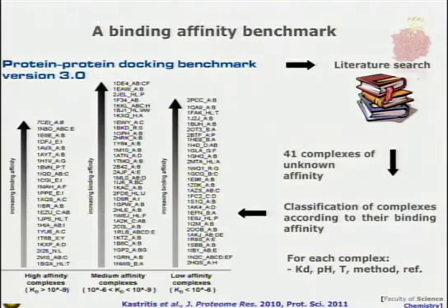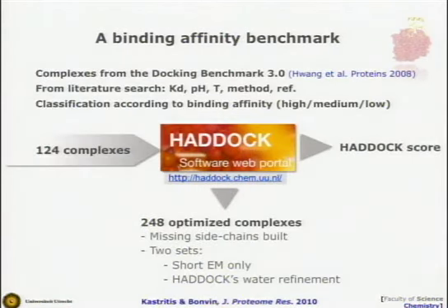So we've been putting together a benchmark where we had the free form of the structure, the bound form of the complex, and binding affinity data. And what we did is to use HADDOCK for those 124 complexes to build the missing side chains, because you have to realize that in a PDB file sometimes you will be missing side chains, and this will be important when it comes to binding affinity. And we ran the water refinement. We also did some short minimization only, or ran the water refinement in HADDOCK to get the score, basically.